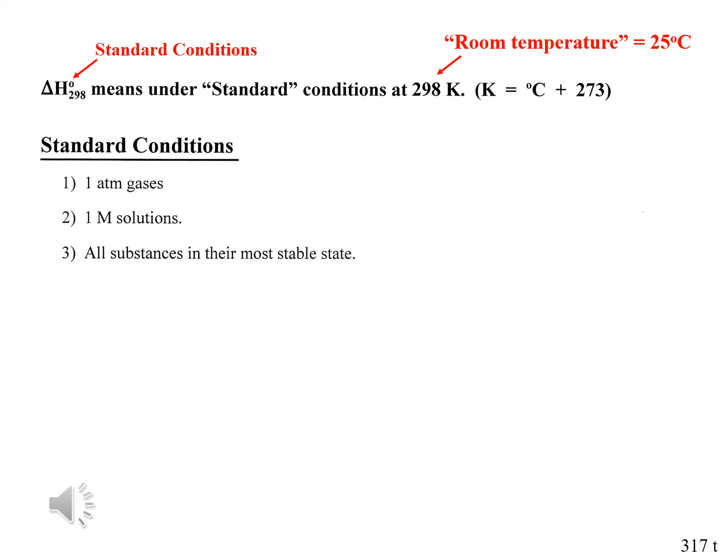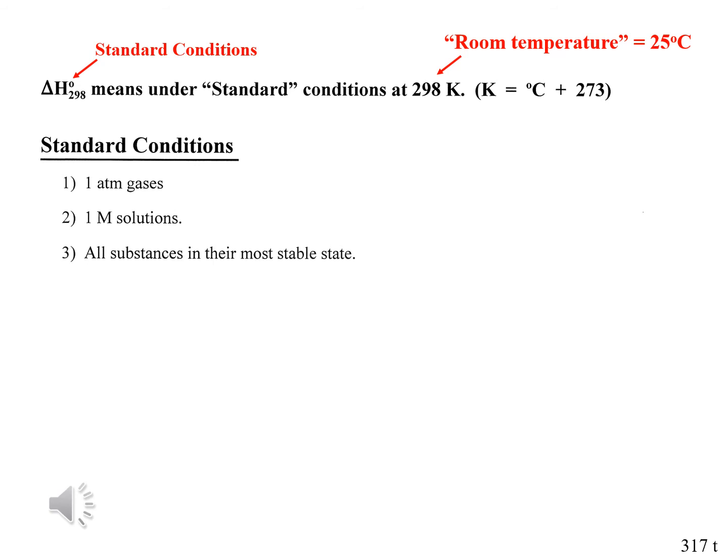If you look at the symbols, a lot of times there'll be a little superscript circle, and that means standard conditions. The subscript means the Kelvin temperature. You're running it at 298. So what are standard conditions? This is not very tough to remember. Standard conditions mean everything is 1.